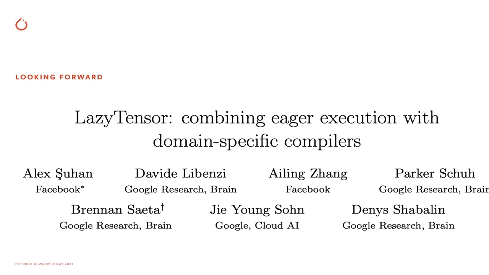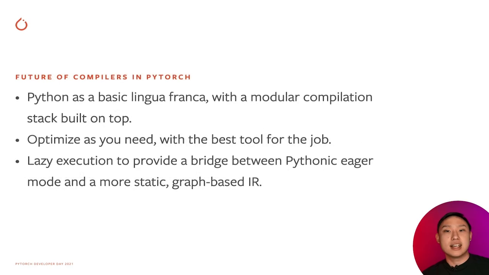And this is all rolled up under the idea of a lazy tensor. We have a lot more exciting work going on in this area, so stay tuned for more details. And so overall, the way that we view the future of compilers in PyTorch is we want to emphasize using Python as a basic substrate, a lingua franca with a modular compilation optimization stack that lets you use the best tool for the job. At the same time, we'd like to really enable and push on lazy execution within PyTorch to provide a bridge between more static domain-specific compilers and the Pythonic Eager mode developer experience.